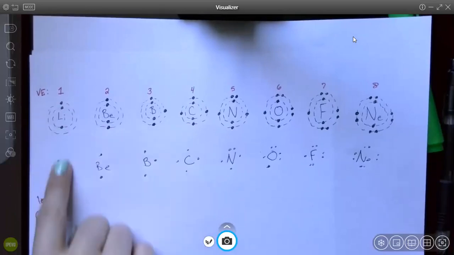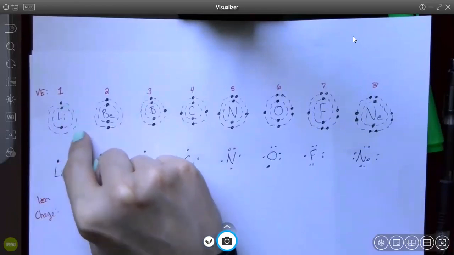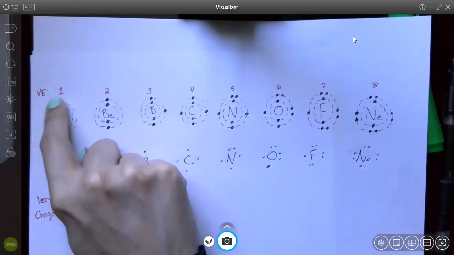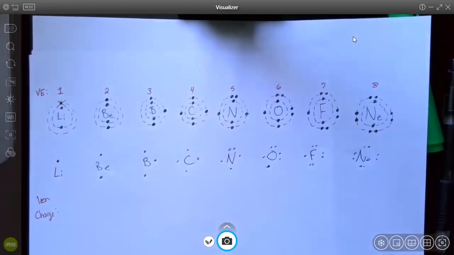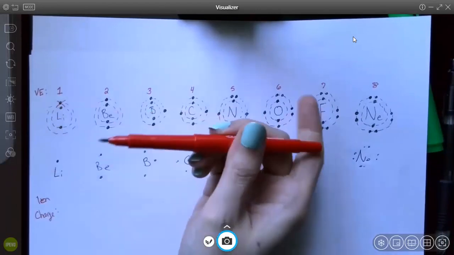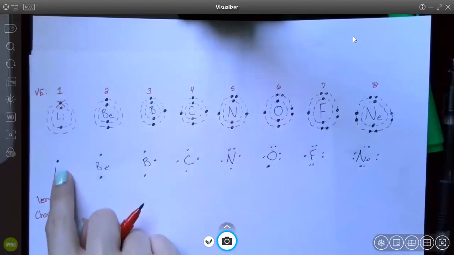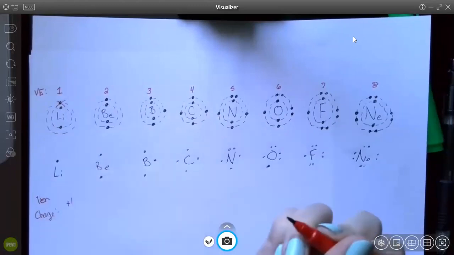Anything that is in this first column, in order to become most stable, needs a full orbital. Now, it could try and get 7 more electrons in the outermost orbital, but it's easier to just try and lose that outermost electron. And then its next orbital is full. And so the easiest thing for lithium or anything in that first column to do is lose an electron, which would give it a charge of +1.